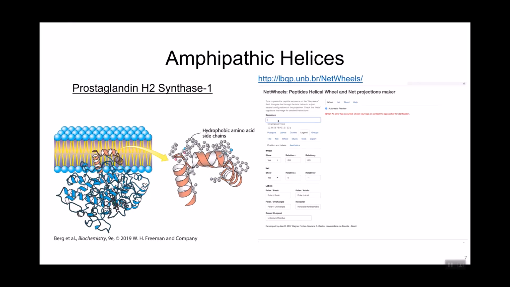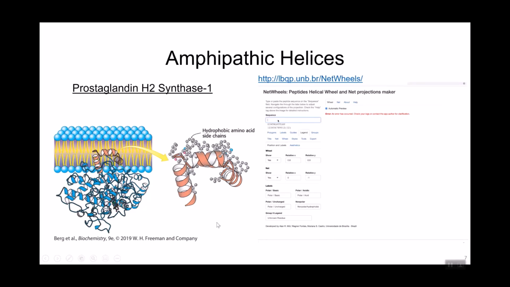There are a number of tools online that you can access that can allow you to generate the helical wheels that show you the different properties. An example of these types of helices would be found in prostaglandin H2 synthase, which has an amphipathic helix that attaches it to the membrane, allowing it to carry out its function.